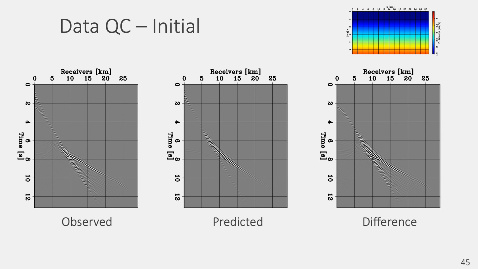The left panel here shows the observed data for a shot located at a horizontal position of 0 kilometers. The middle panel is the predicted data computed with the current velocity model estimate, shown in the panel located in the top right part of the screen. Here, the velocity model is the initial model, and finally the right panel is the difference between the observed and predicted data. And each panel is displayed with the same grayscale.